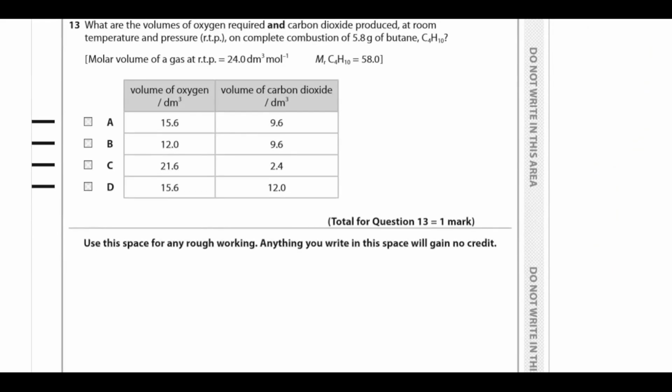The next question says, what are the volumes of oxygen required and carbon dioxide produced at room temperature and pressure on complete combustion of 5.8 gram of butane? Now, everything is provided. At first, let us write the equation, which would be C4H10 plus oxygen, giving us, of course, 4CO2 plus 5H2O. So if you just balance it out, we can give 6.5 O2. So this is balanced.